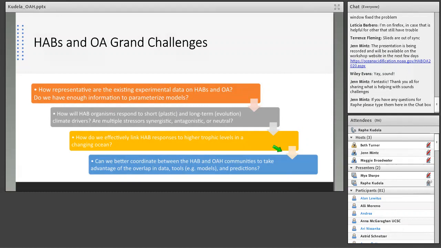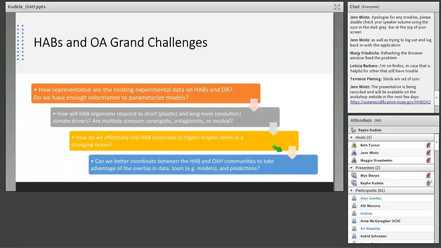Just to wrap up, what I really want to emphasize is that we have to be a little bit skeptical about looking at a half dozen analyses and saying that's what's going to happen in the future world ocean, because we know there's a lot of plasticity in these experiments, a lot of strain differences, a lot of species differences, and we need to start building up data sets that can account for that. A big question is, how representative are the existing experimental data on HABs and OA? I'm not at all criticizing the papers that are out there. I think they're really nice analyses, but it's a small data set that we're using to extrapolate to the entire world's oceans.